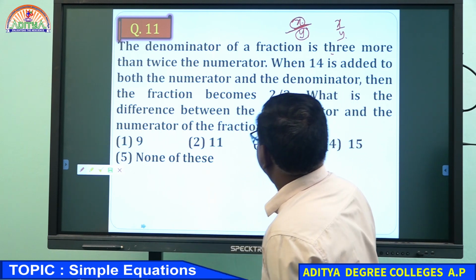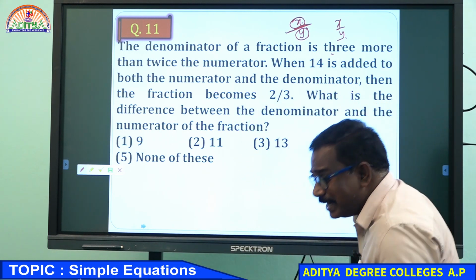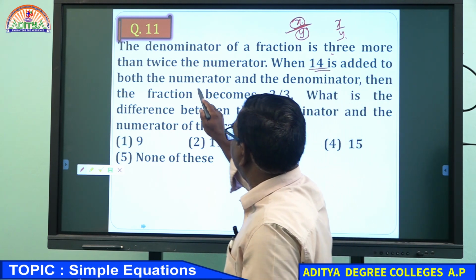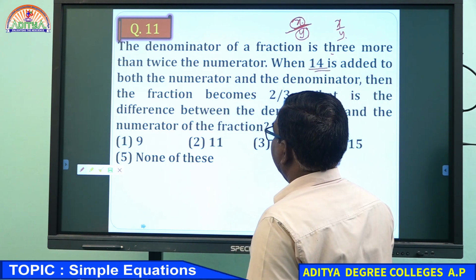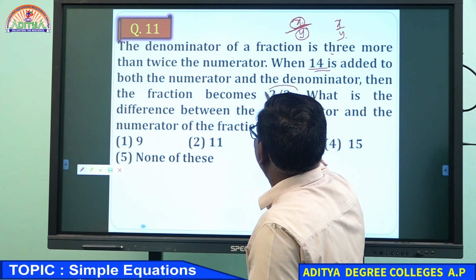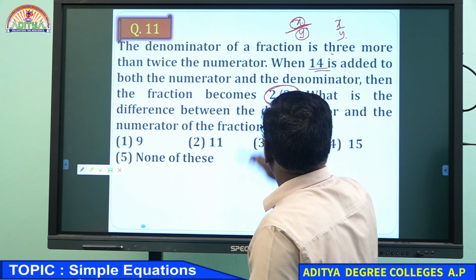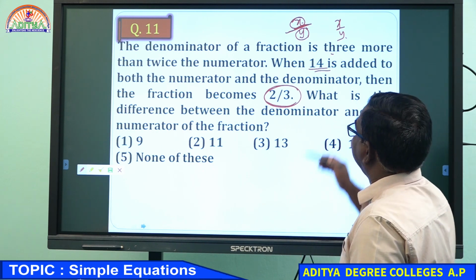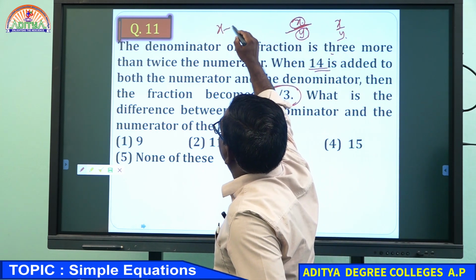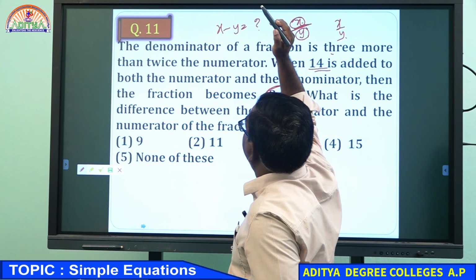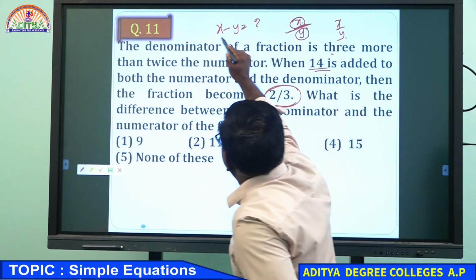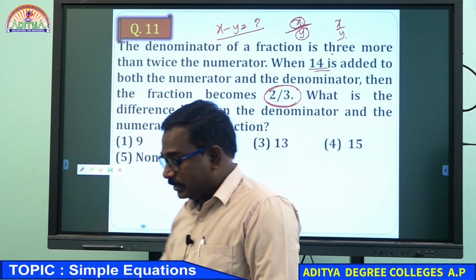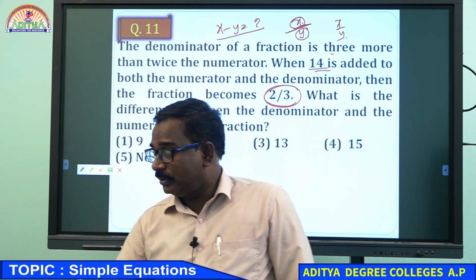That is the first condition. And the second condition is, when 14 is added to both numerator and denominator, then the fraction becomes 2 by 3. So what is the difference between numerator and denominator? This is the question they are asking. To get this answer, they gave two conditions. Read the question carefully. Just try, you can discuss in seconds, all of you.